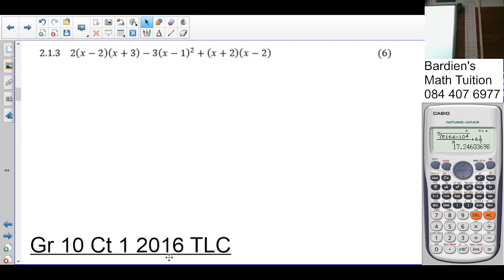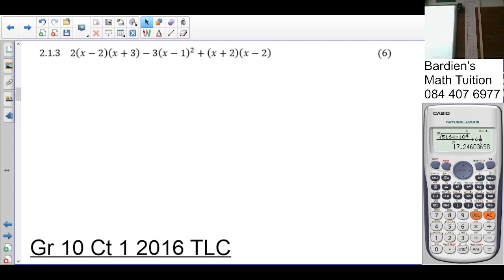Okay, the next one for 6 marks. What we need to do first is multiply out that square. What I'm going to do is multiply that out there. So it's going to be 2 into x times x squared, x times 3 is going to be 3x, minus 2x.